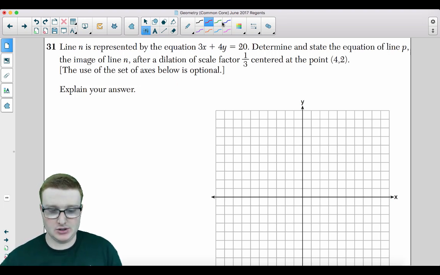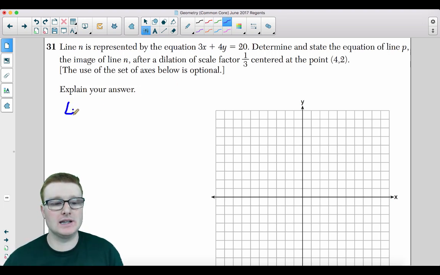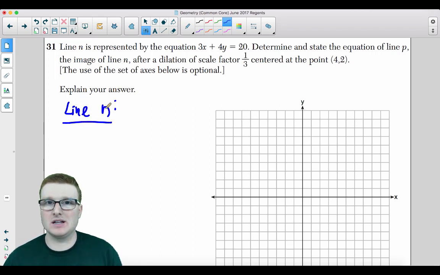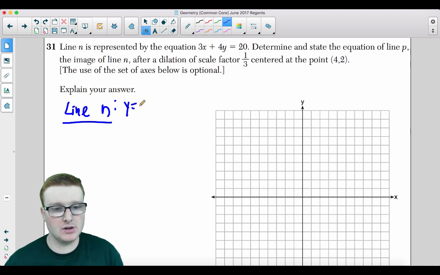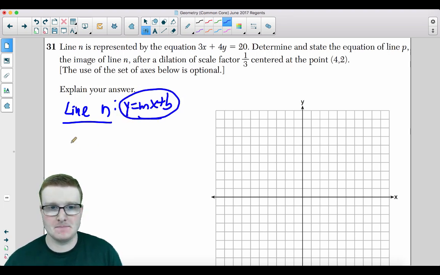Okay, first things first. I am going to put line N into y equals mx plus b form, because we can work with this form. So we get 3x plus 4y equals 20. That's the line that they gave us.